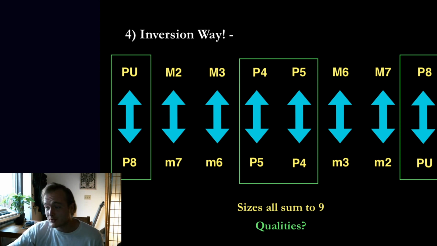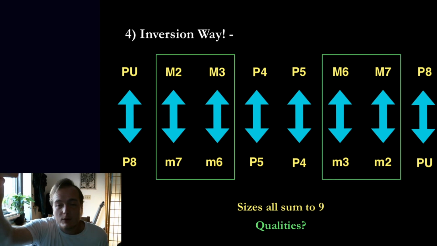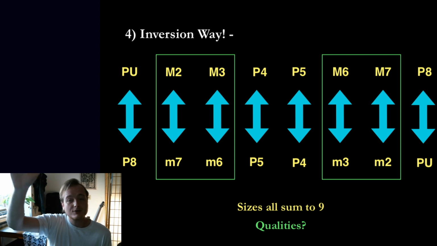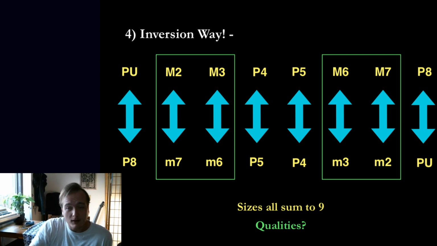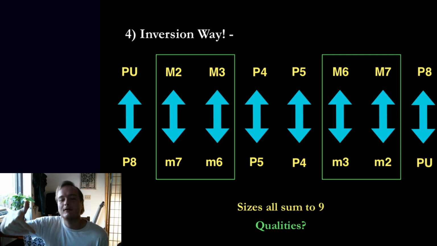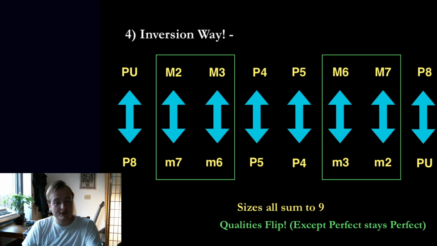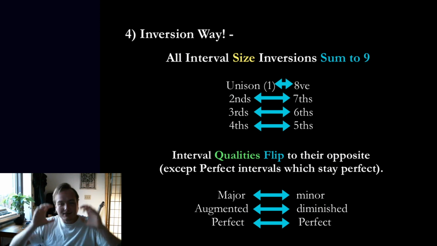What about major and minor? And augmented and diminished, for example. We don't have any of those here, but it still works that way. Major and minor, we notice that a major second becomes a minor seventh, and that a major third becomes a minor sixth. So the sizes are still summing to 9 every time, but now we notice that the qualities are also inverting. They're flipping. Qualities flip, except perfect, which stays perfect. So that's the second rule.